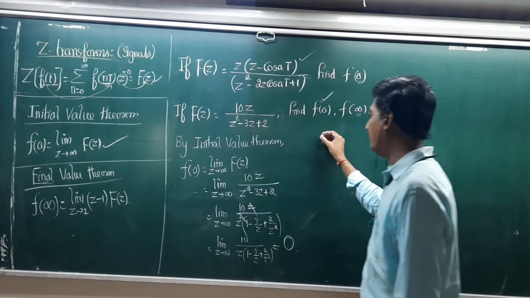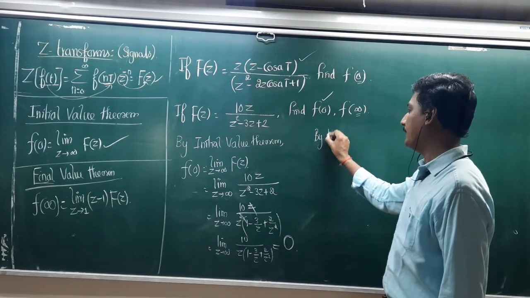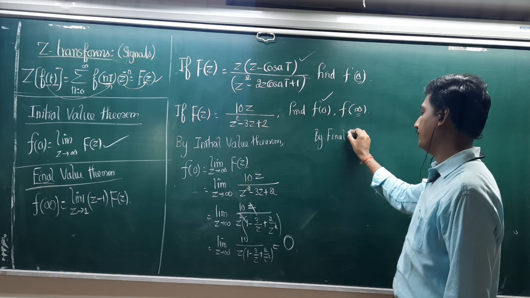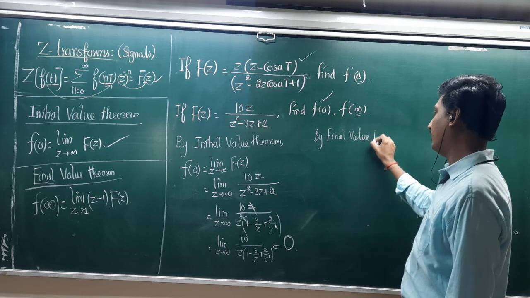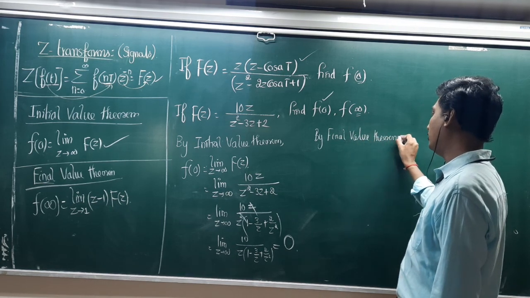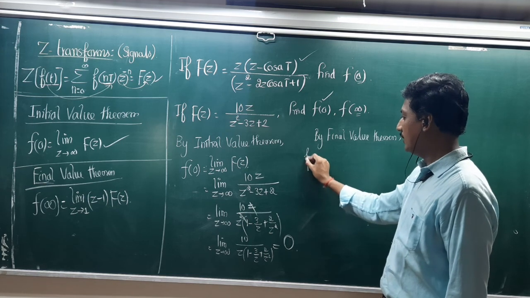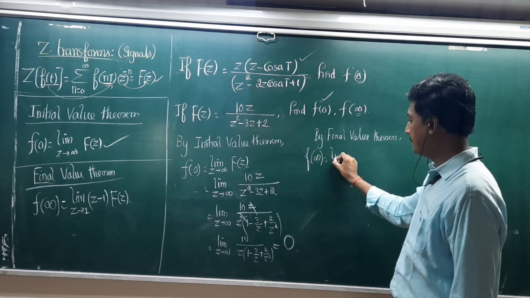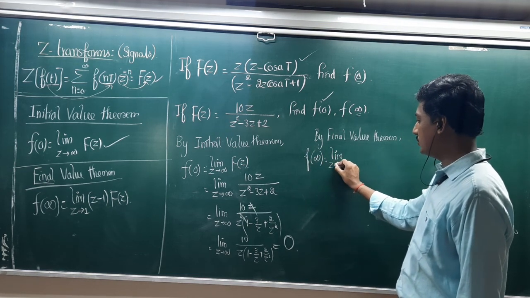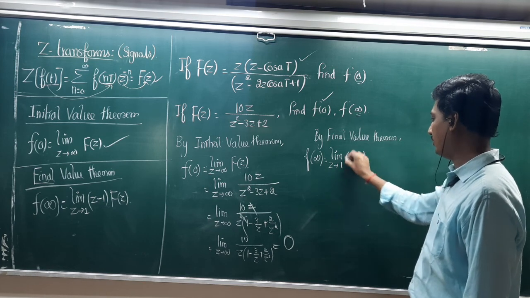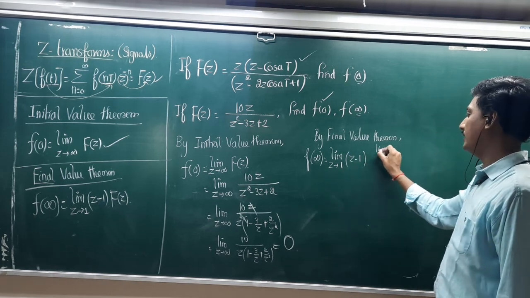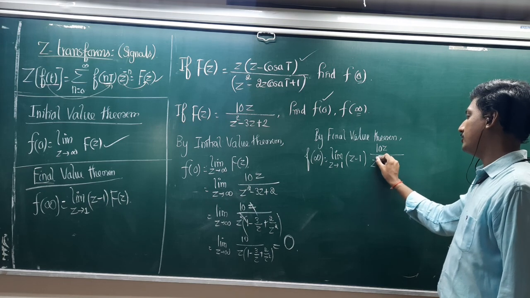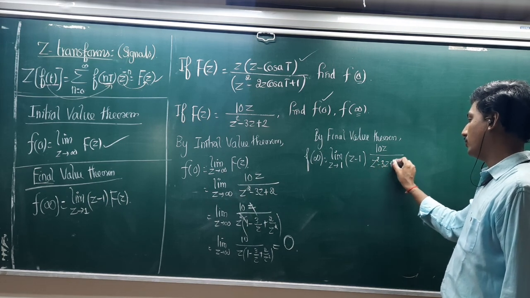What about the f of infinity? For the f of infinity, use the final value theorem. So by the final value theorem, what do we get? F of infinity is equal to limit z tends to 1, z minus 1 into f of z. What's f of z here? 10z by z squared minus 3z plus 2.